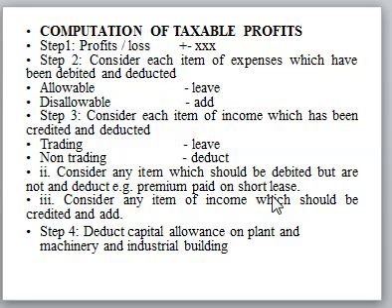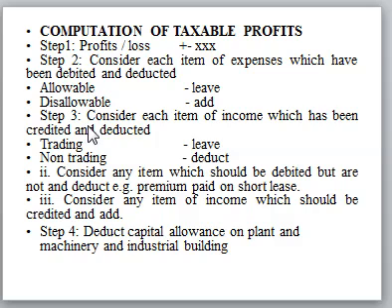We can begin with your profit and loss. If there is a profit or loss, then consider each item of expense. After looking at the profit and loss, then look at your expenses. If the expense is allowed, then you leave that expense. But if the expense is disallowed, or not allowed, then you are going to add it back to your profit. So that is step number 2.